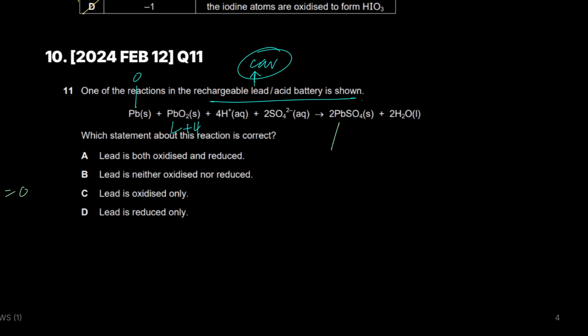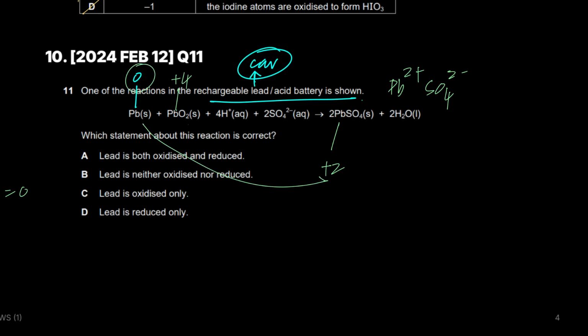Because the question is about lead, I'm just looking at lead. Lead here is +2. Why? Because it's lead sulfate, and sulfate is 2-. So this should be +2, and the charge on the ion is the same as the oxidation number. On the left hand side, lead is 0 and +4, and on the right hand side, it is +2. Which statement is correct? Lead is both being oxidized and reduced. From 0 to +2, it's oxidized. From +4 to +2, it's being reduced. And so, yes, it is.